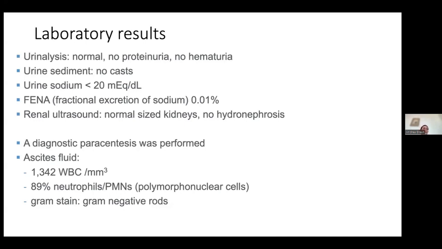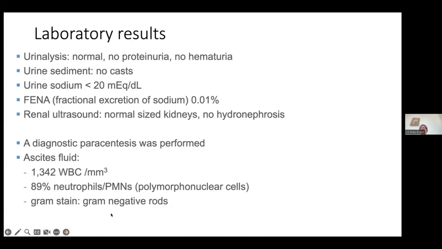The white cells in the ascites are 1,342. It's 89% neutrophils, also known as PMNs, polymorphonuclear cells. And you actually get a gram stain and it shows gram-negative rods. Now, I'm telling you that's very rare. Most of the time, the gram stain is negative, even if there is an infection present.